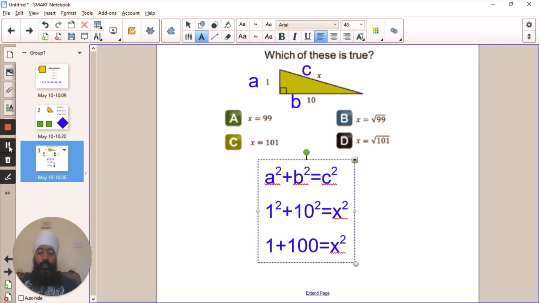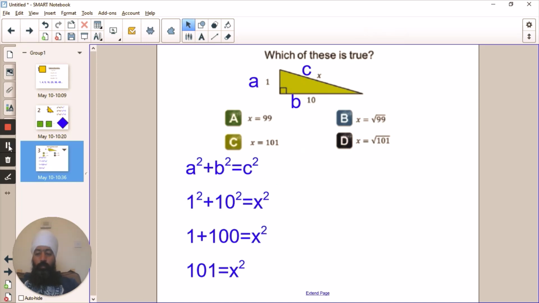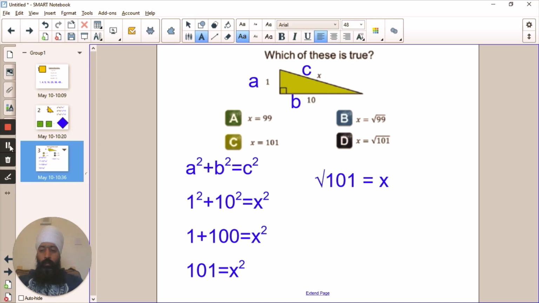And 1 and 100 is equal to x squared, which is 101. So the final step now is to work out what x is. If 101 is equal to x squared, which means a number multiplied by itself is equal to 101, I can work out what that number is by working out the square root of 101. Now I can leave my answer as that, square root of 101 equals x, or I can use a calculator to work out the exact answer if the question states so. But the most accurate answer would be the square root of 101.